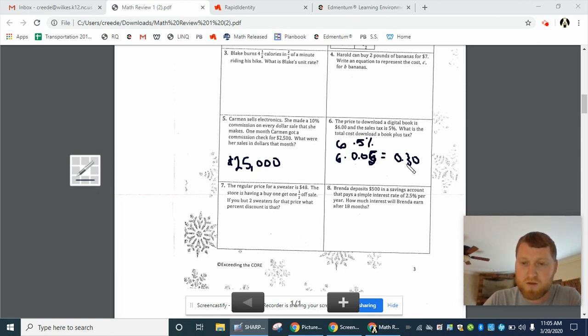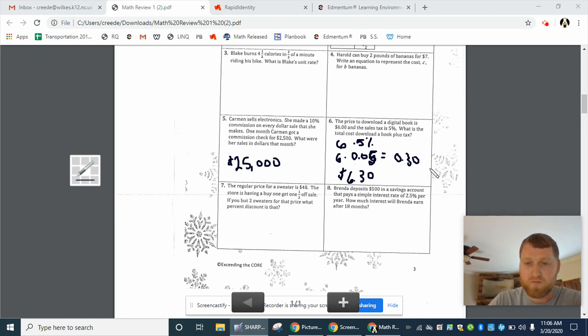Take this amount here. So we know that sales tax is going to be 30 cents. $6, sorry, $6 was the original price. This is the sales tax amount. Sales tax is always added back to the amount that you pay for an item. So this amount is going to be $6.30. Okay, so this is going to be the cost to download the book plus tax.